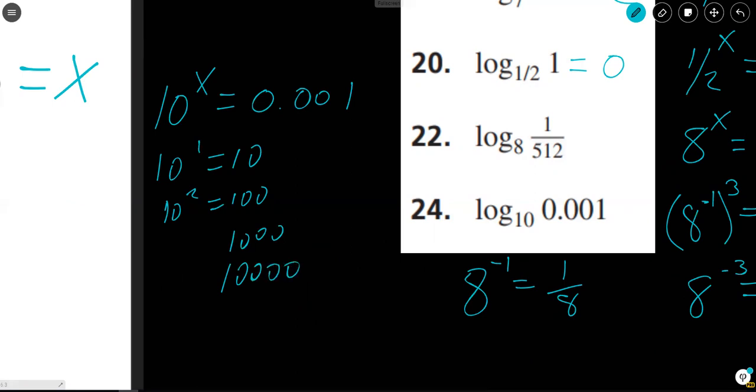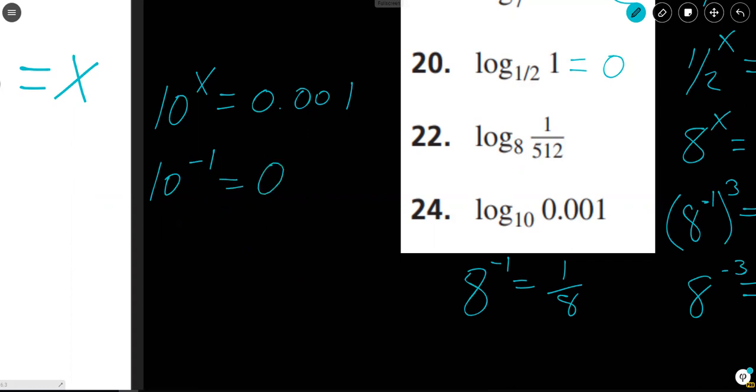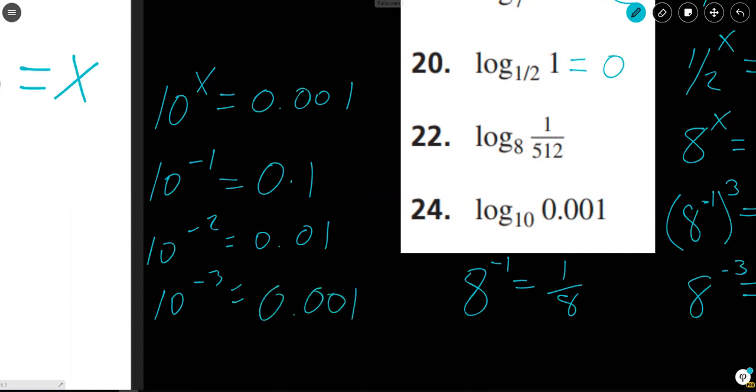So if I go in the other direction, I talk about negative powers. 10 to the negative 1st is going to be 0.1. Negative 2nd is going to be 0.01. And then 10 to the negative 3rd is going to be 0.001, or 1/1,000th. 10 to the 3rd is 1,000. 10 to the negative 3rd is 1/1,000th. So I'm going to get a negative 3rd power, not 1/3, negative 3rd power on both of these.